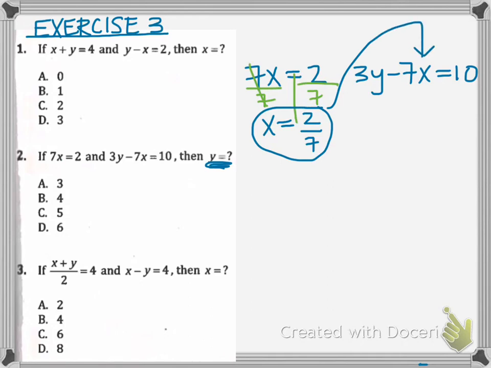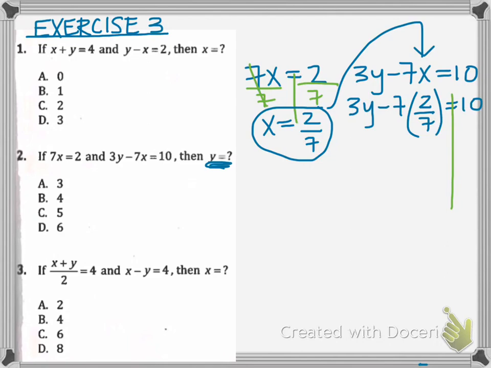Now I know that looks a little scary. Some of y'all are scared of fractions, but check it out, it's not that bad. So we've got 3y minus 7. Instead of x, we're going to put 2/7 equals 10. Okay, now we're just going to solve.